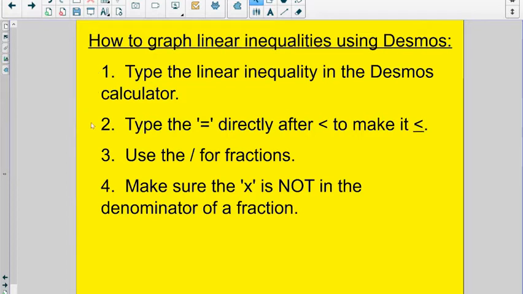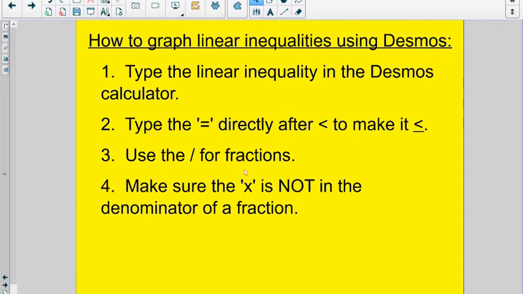Now, for some of the inequality symbols, your keyboard has a less than symbol and a greater than symbol, but your keyboard does not have less than or equal to as a symbol. So to make the less than or equal to symbol, you would type the equal sign directly after pressing the less than symbol, and that will automatically make it less than or equal to in Desmos. You would do the same thing for greater than or equal to. Just make sure you do the greater than symbol first, and then the equal sign directly after that.